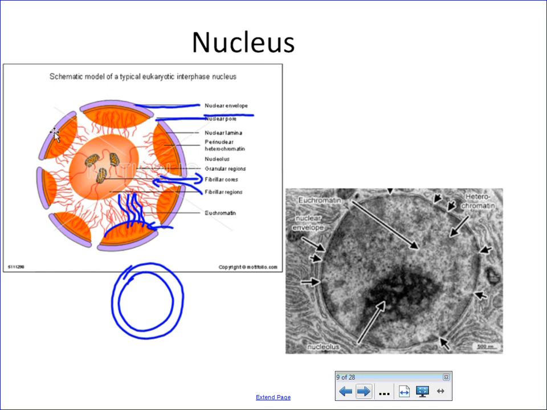In electron micrographs, the nucleus would appear generally as a circular structure, and there will be areas where there is a darker portion to the picture, or a darker stain, and areas with a lighter stain to them. So the areas with the lighter stain represent the DNA that is actively being used, while the darker regions represent DNA that is not actively being used.